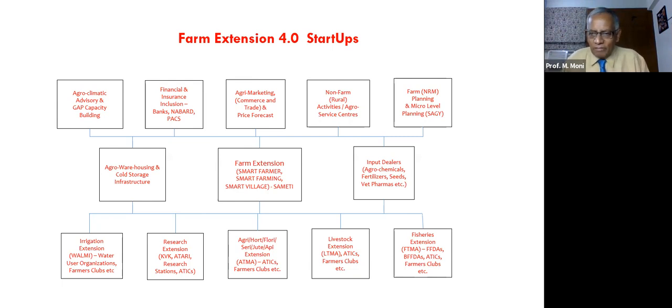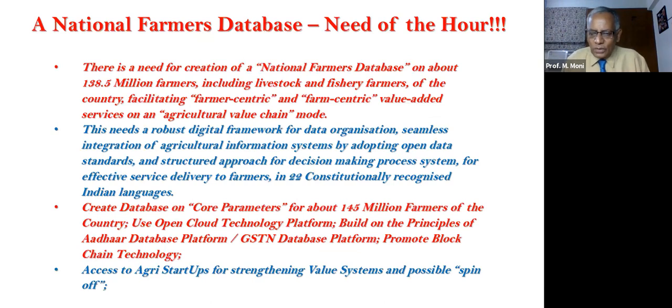Now, I have been voicing that we have about 14 crore operational holders undertaking farming activities. It means that the country has to have a national farmers database, a comprehensive farmers database, like we have for other systems for the common public citizen. We need to have a national farmers database in the country, and a complete decision support system to be developed for him. And then there needs to be a robust digital framework for data organization, seamless integration of agricultural information systems by adopting open data and open standards, and a structured approach for decision-making process systems and IoT effective service delivery to the farmers in 22 constitutionally recognized Indian languages.